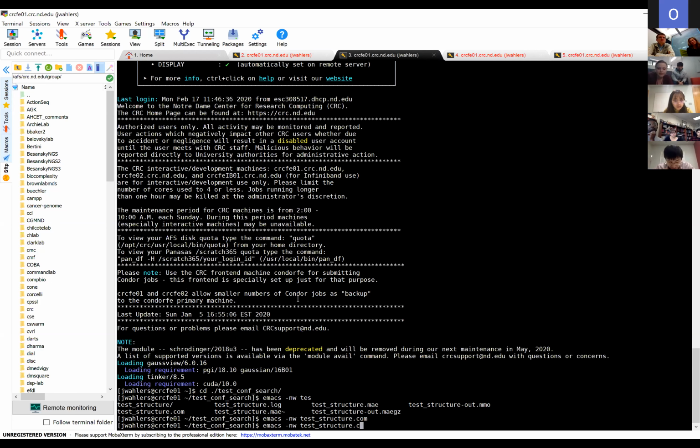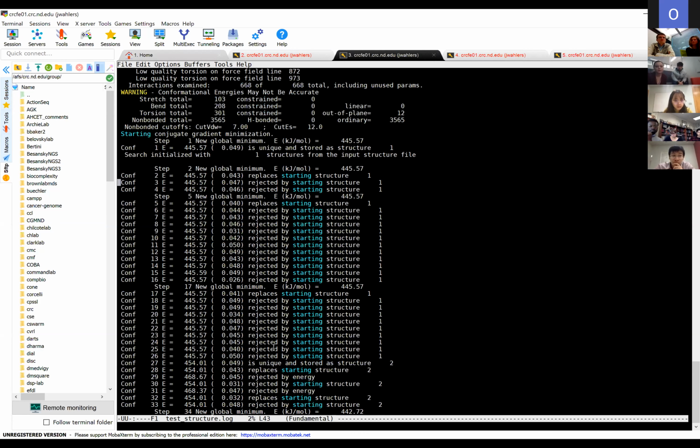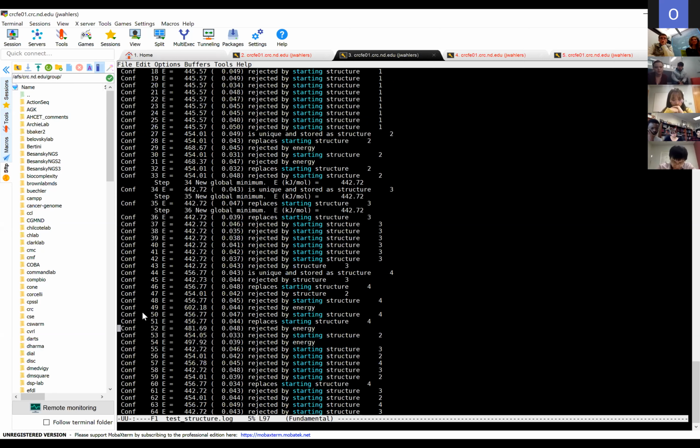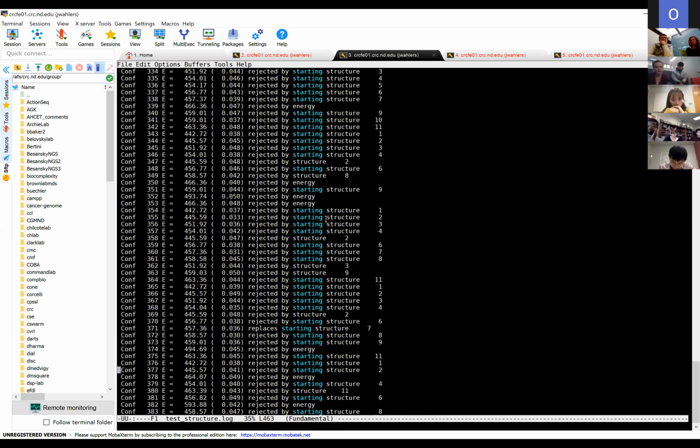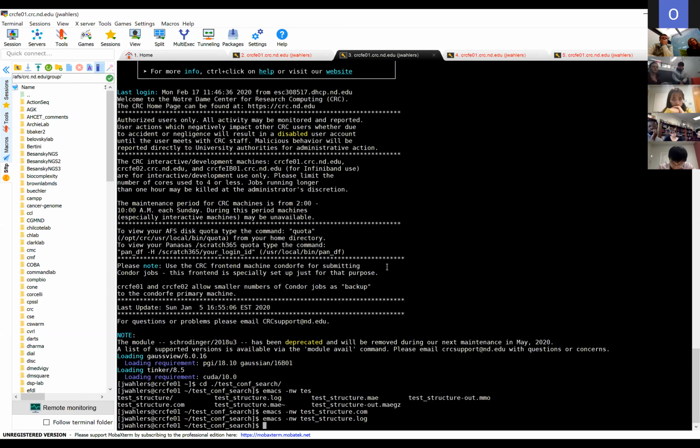And then afterwards, you'll get a log file that'll initialize the structure, and it will minimize on the force field and give you out an energy. And then we'll go through, and if it's a unique structure, it'll be stored as a structure. If it's the same one, it'll get rejected by that starting structure, or if it's too high of energy, it will also get rejected. So it'll go through all of those Monte Carlo steps, and at the end, it'll give you your output. So just doing 1,000 conformations of this molecule, I got out 11 different conformations, and it took about 15 minutes to do this search. So that's how you do the automated version of Monte Carlo conformational searching.